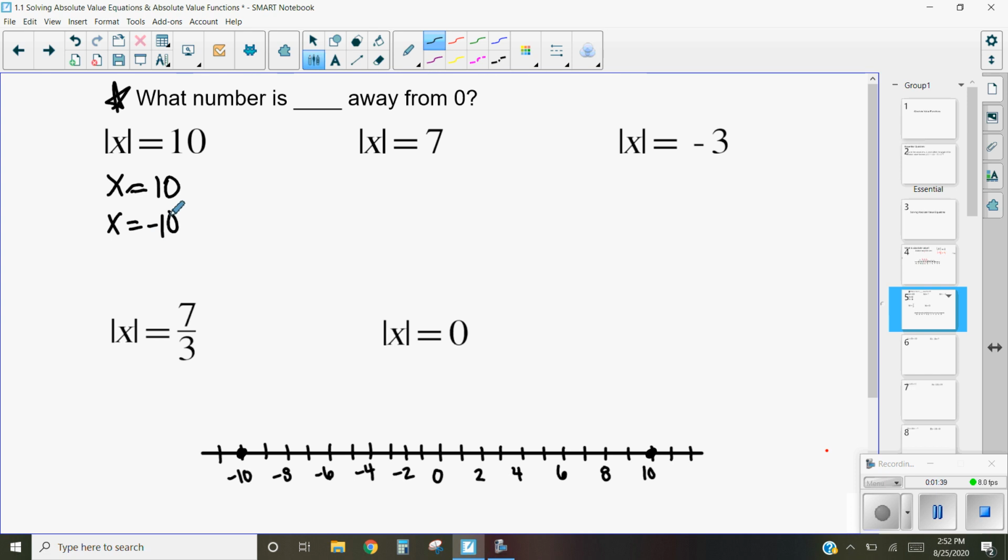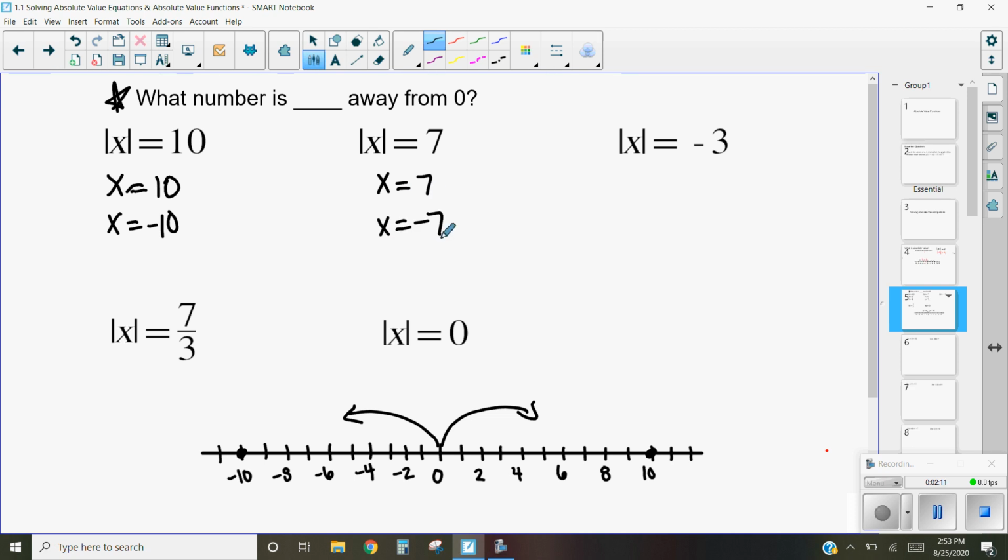Now, anytime that an expression within an absolute value equals a positive number, we're going to have two solutions, because the distance that a number is away from zero can either be that distance in the positive direction on the number line or in the negative direction on the number line. Because it can be both, we're going to have two solutions to those. So the absolute value of x, when does that equal 7? Well, what numbers are 7 away from 0? That's going to be when x is 7 and when x is -7.